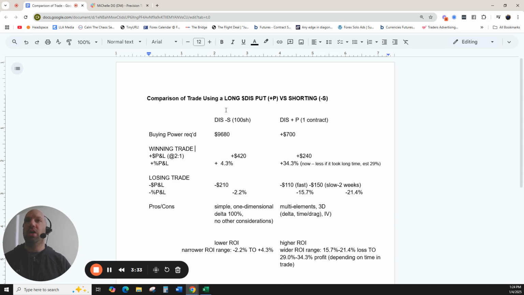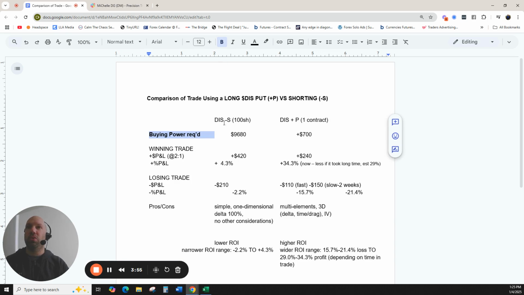Okay, so again, it's shorting Disney, and what Mitch did was if you shorted 100 shares of Disney. Now, if your account can't handle that, that's going to kind of help push you in the direction of trading options. But this particular member wasn't really a buying power requirement. So here's the buying power required to short Disney, okay?